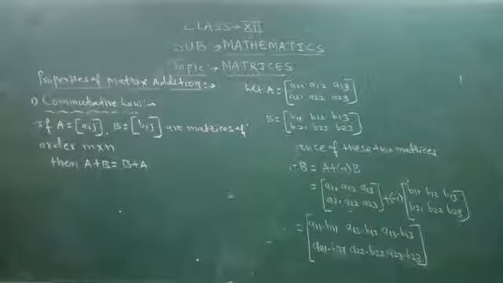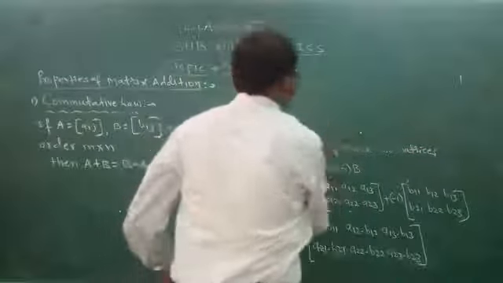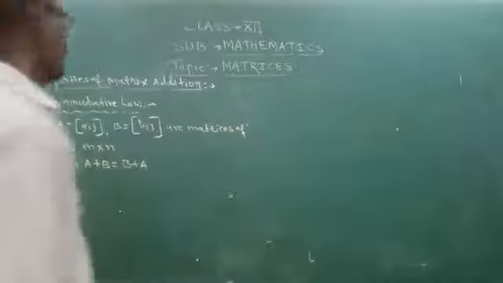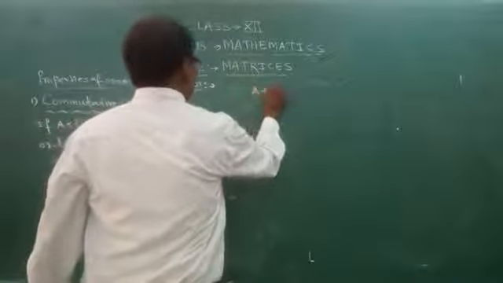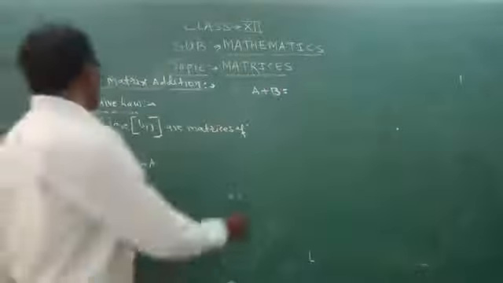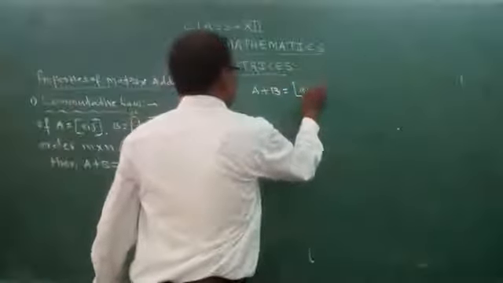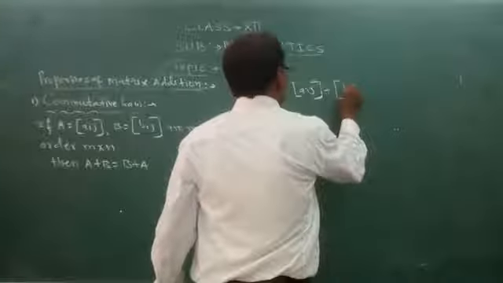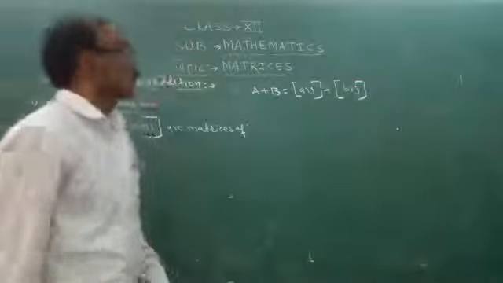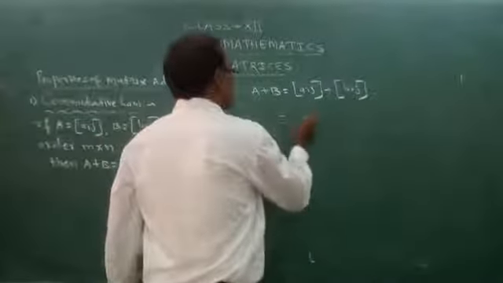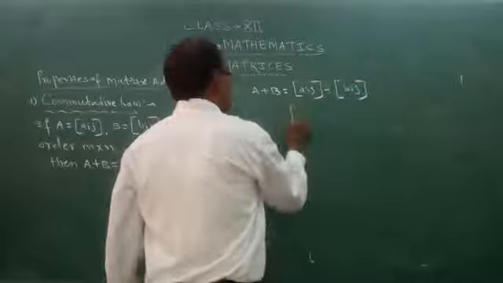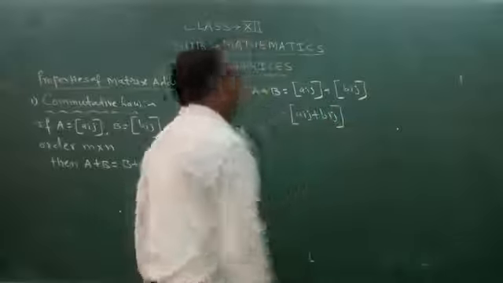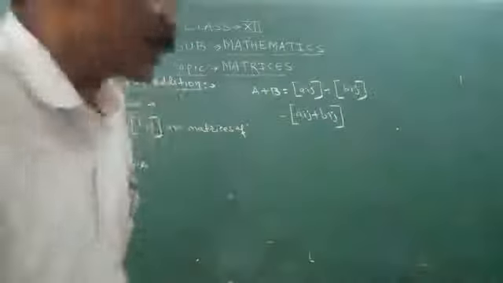So let us prove this. A plus B equal to B plus A. Now here A plus B. A is the first matrix, Aij of order m by n, plus B is another matrix of order m by n. So I can add these two matrices. I can write this as Aij plus Bij. Addition of two matrices we have seen from the operation.